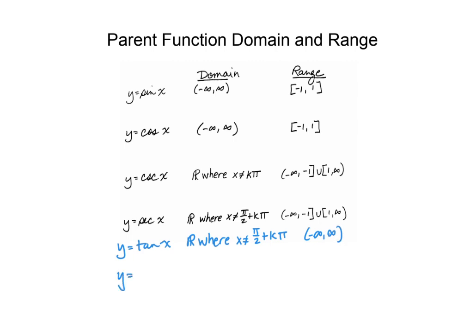I also have y equals cotangent of x. My domain is all reals except where there's an asymptote. Remember, I have asymptotes for cotangent. It's 0, and every pi after that. So therefore, my domain will be all reals where x is not equal to k pi. The range will be from -infinity to infinity. So these will be the starting points for you to determine the domain and the range of your trig functions without first graphing.